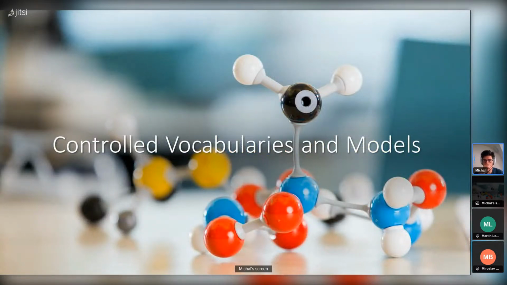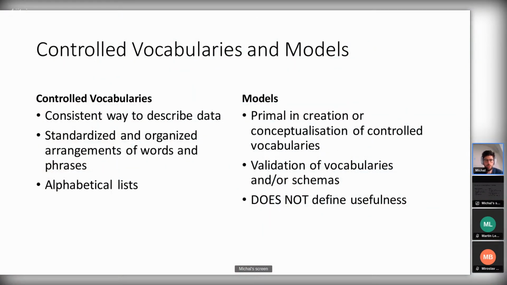So we look into the controlled vocabularies and models. How is it done? Most of the vocabularies are divided into two categories. The first is controlled vocabularies. The second is the models. Controlled vocabularies, according to the EU Publication Office, are a consistent way to describe the data, and basically it's just a set of words or phrases which is somehow organized. Mostly it's in alphabetical order, but I don't think this is important, because if you work with the data, you can sort it as you like.